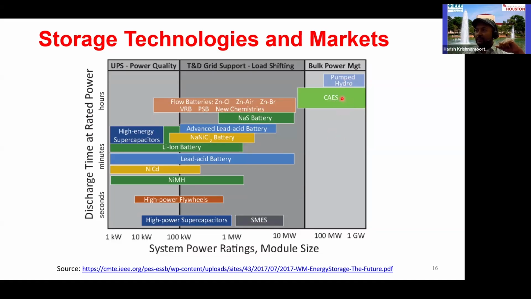But like this is compressed air. You have the superconducting magnetic energy storage, different types of batteries, lithium ion. So now we are starting to see the battery energy storage system moving closer to the gigawatt scale. So of course, this gives an overview.